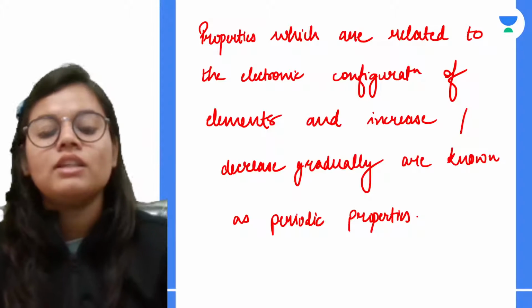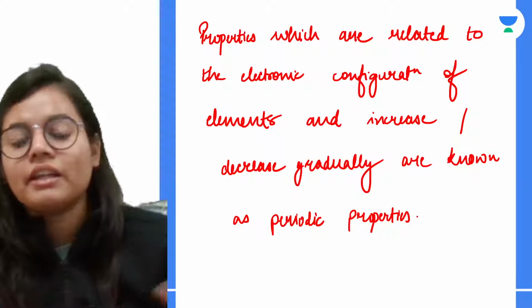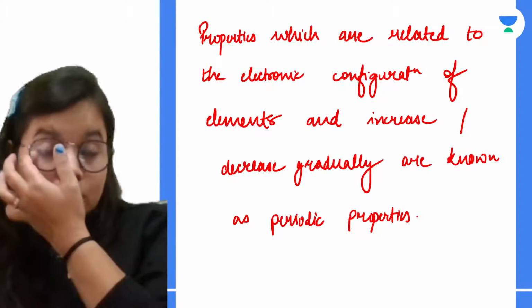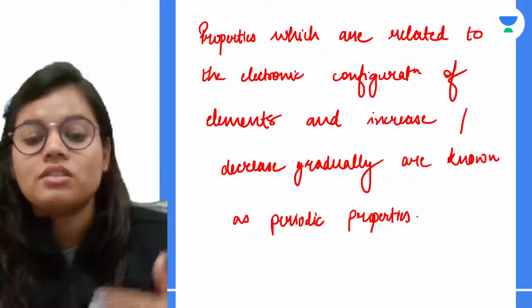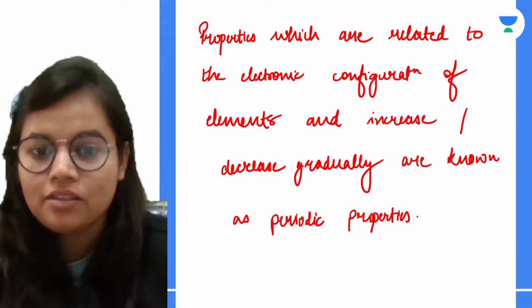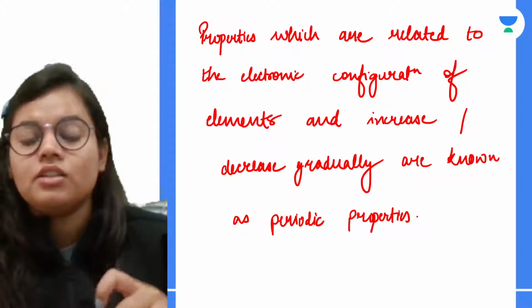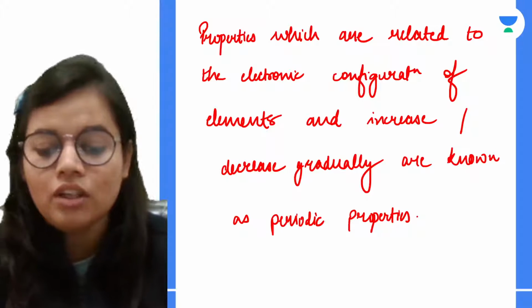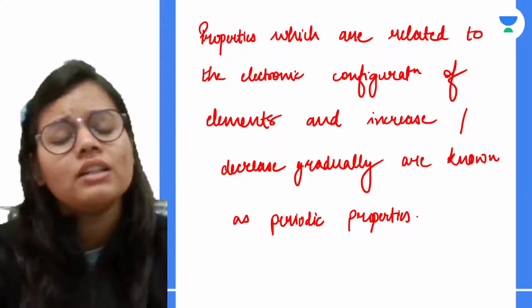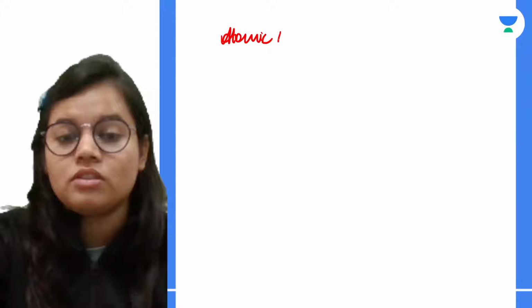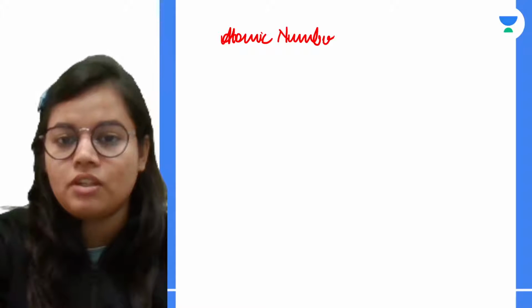So these properties are directly related to their electronic configuration, and in these what you will be seeing is a constant increment or decrement or maybe some similarities. The reason for these properties would be the electronic configuration. There are certain properties such as atomic number, or I would say electronic configuration to be very precise.